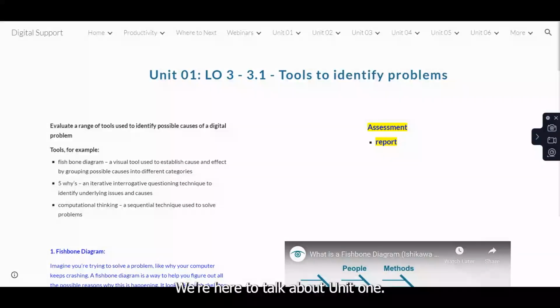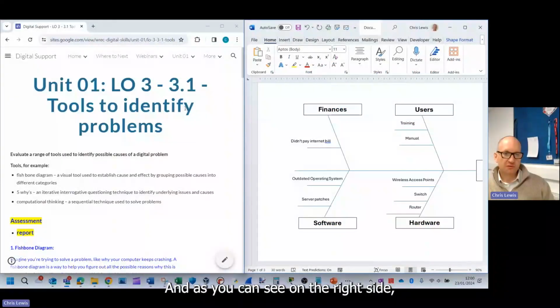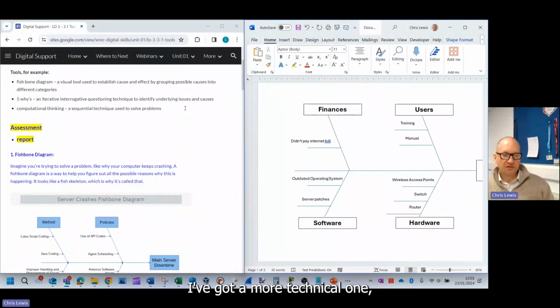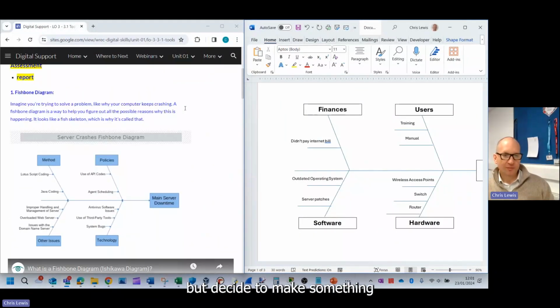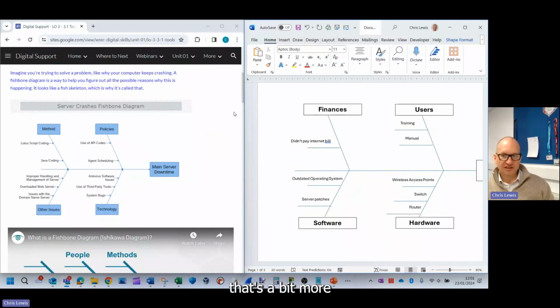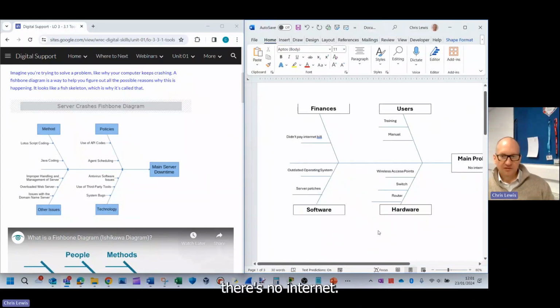Okay, we're here to talk about Unit 1, Learning Outcome 3.1, Tools to Identify Problems. And as you can see on the right side, I've already got my fishbone diagram up. On the website, I've got a more technical one, but I decided to make something that's maybe a bit more accessible in terms of information. So the main problem is there's no internet.